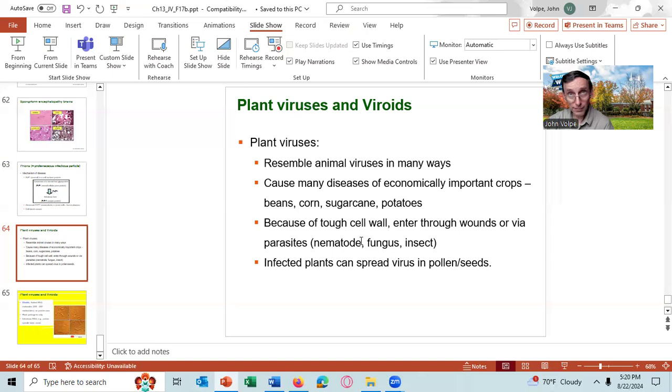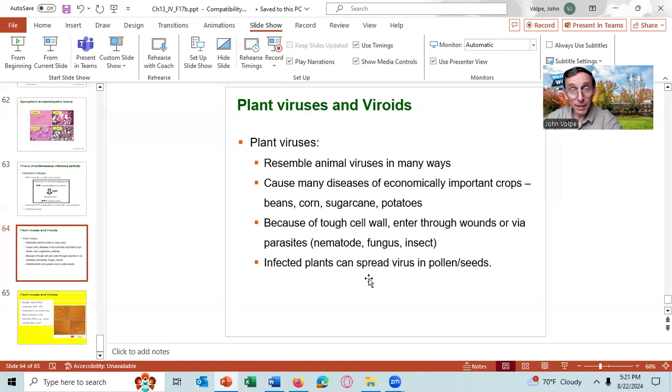With tobacco mosaic virus, the virus can get on somebody's hands, like if they're a smoker, and then the person touches the tomato plant, the virus can move from their hands to the tomato plant. I just happen to know about that one.